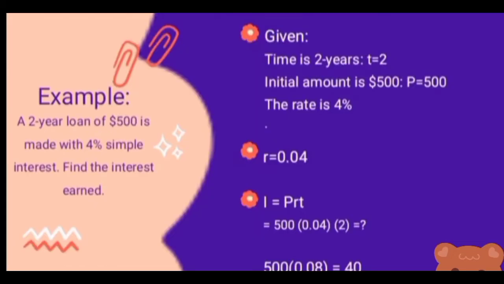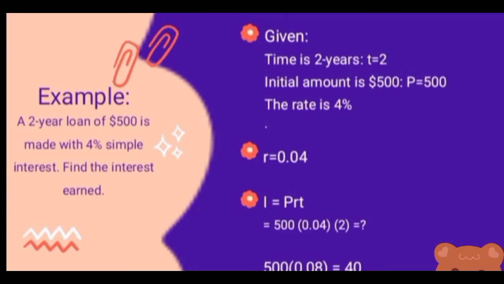Example: a 2-year loan of $500 is made with 4% simple interest. Find the interest earned. Remember, always identify the values given in the problem. Given: time is 2 years, T equals 2, initial amount is $500, P equals 500, the rate is 4%. Now write this as a decimal, so R equals 0.04.